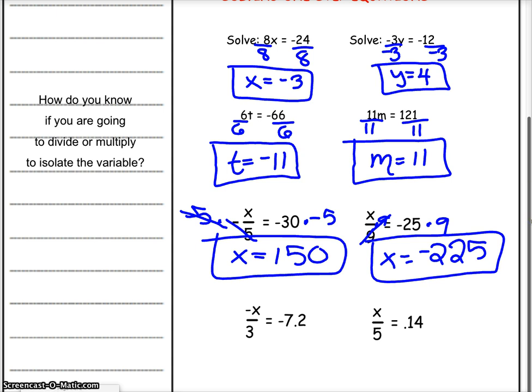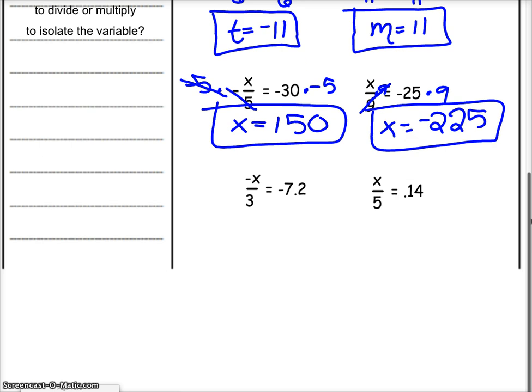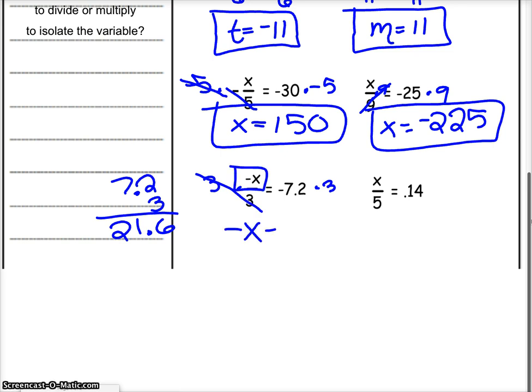Negative x over 3 equals negative 7.2. Okay, this is slightly more rigorous. This is actually a two-step equation. I'm going to show you how to handle this. I get rid of the 3 by multiplying. So now I have to do 7.2 times 3 is 21.6. So I did a little side math there, and you get what's left is this negative x equals negative 21.6.